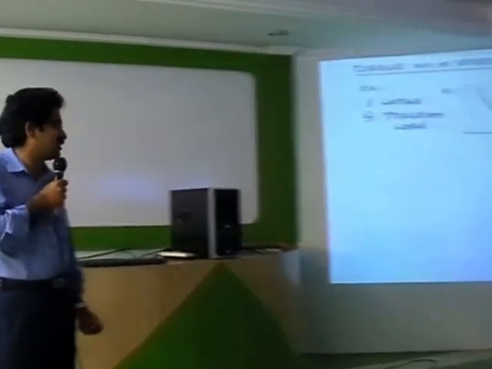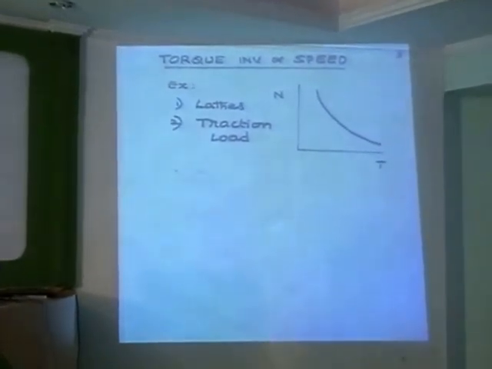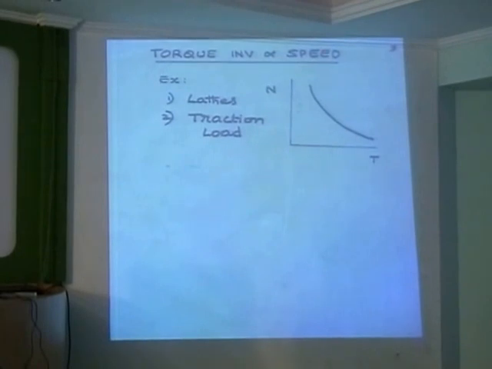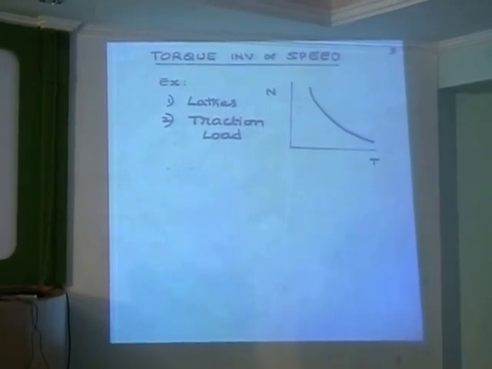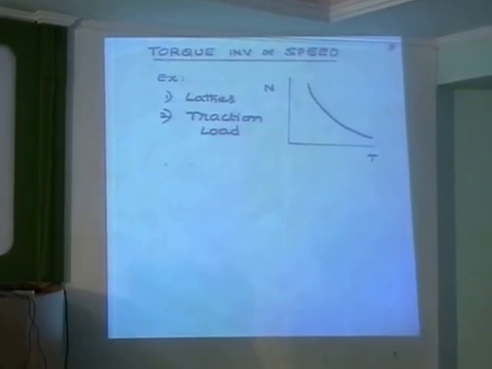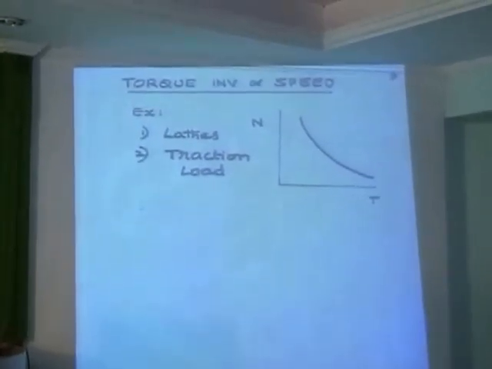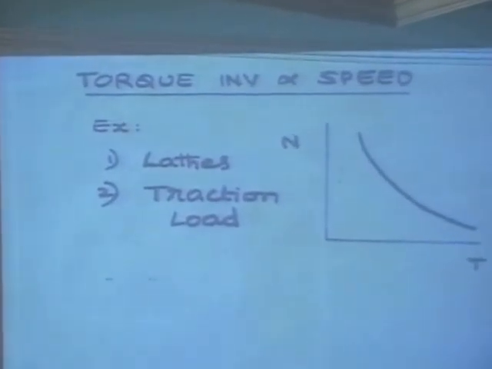So if you look at DC series motor, very popular interview question: what is the drive that is used in electric traction? The drive that is used in electric traction is DC series motor, because DC series motor has very high starting torque, very good running torque, quickly it can accelerate, quickly it can decelerate. So the requirements of traction exactly matches with the characteristics of the DC series motor.